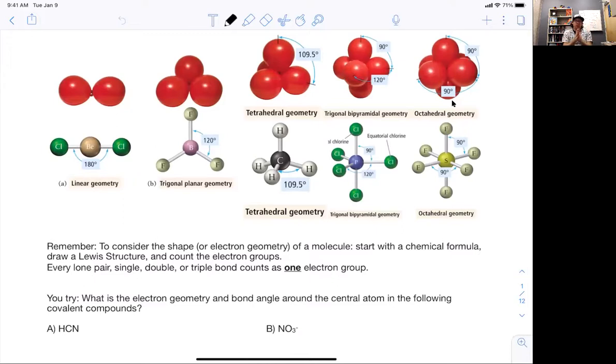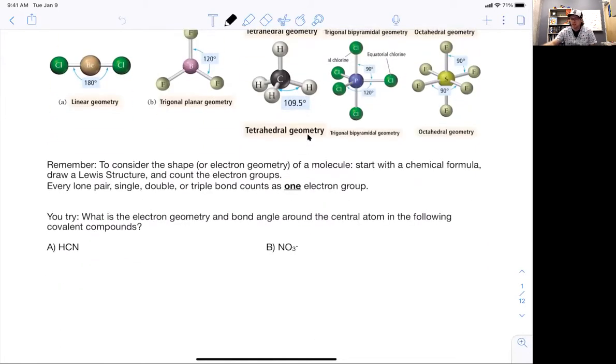The key thing that you need to be able to do to use VSEPR is take any formula for a covalent compound, and then using a good Lewis structure, be able to predict what the geometry of the central atom will be. So to do that, you gotta start with the chemical formula, draw a Lewis structure, and just count the electron groups around that central atom. The key thing here is that every lone pair, single bond, double bond, or triple bond counts as 1 electron group, or 1 electron group only.